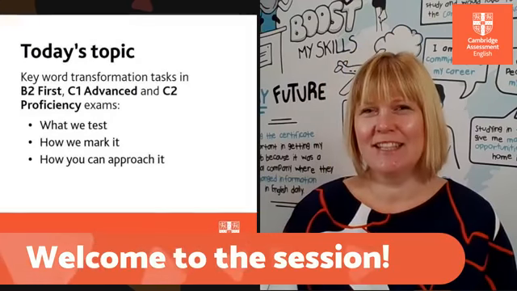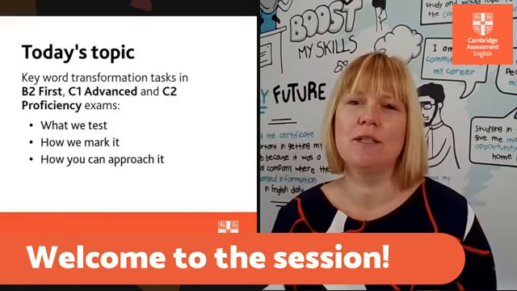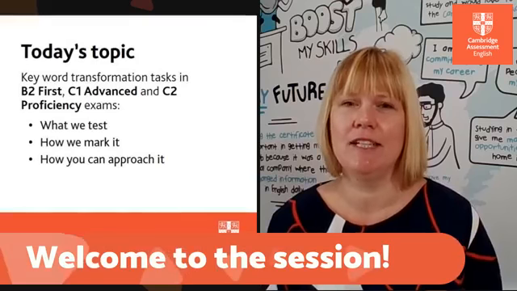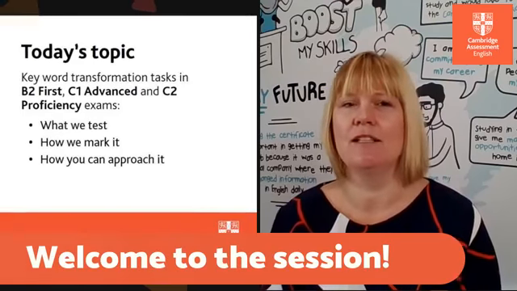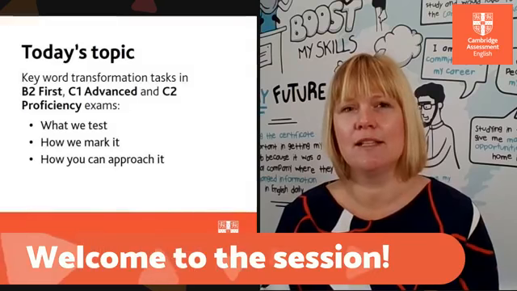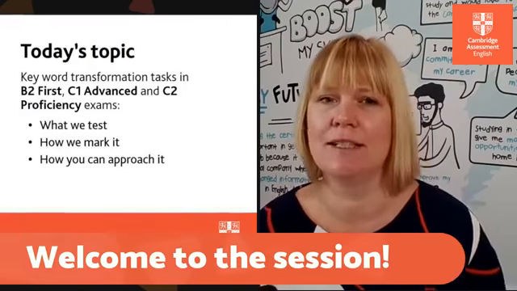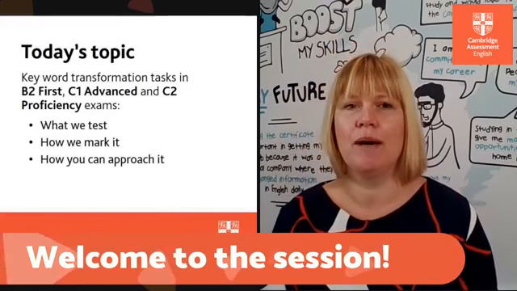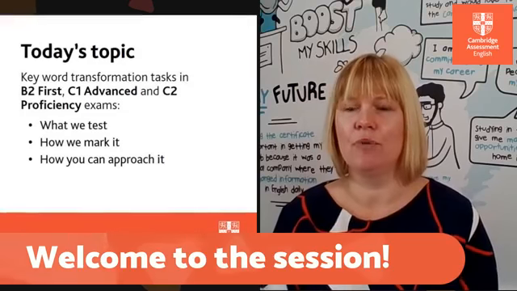Do you want to tell us what we're doing today? Yes. So today we're going to talk about one specific task in the reading and use of English paper, and that is the keyword transformation task. This task is in B2 First, C1 Advanced and C2 Proficiency exams. And we're going to talk about what we test, how we mark it, and how you can approach it.